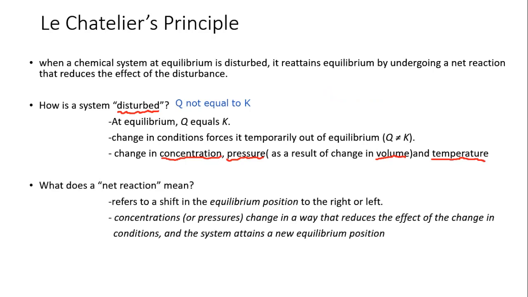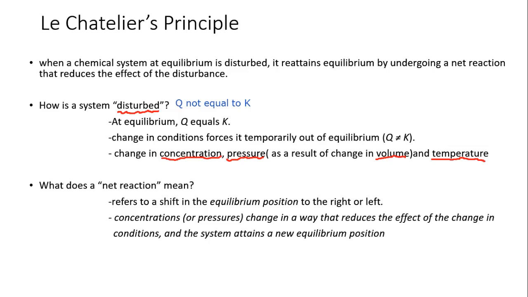And so what do we mean when we say the net reaction? It refers to how the equilibrium is going to shift its position. Will it shift to the right? That means, for example, make more products. Or will it shift to the left, which means it makes more reactants. So when we say net reaction shifts to the right, the equilibrium is going to shift to the right to make more products. When the net reaction shifts to the left, equilibrium shifts to the left to make more reactants.